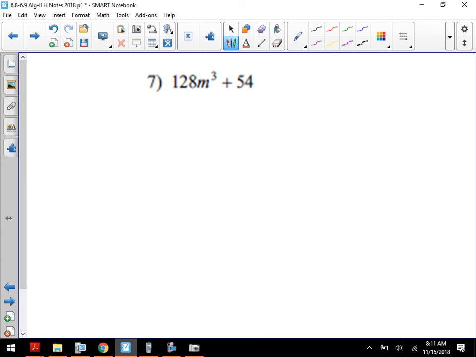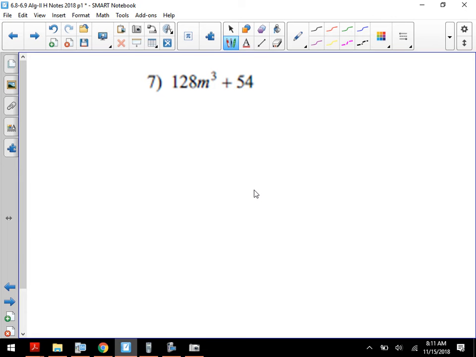Factoring. So this one said factor. Did it say solve for zeros? No. So if it says factor, what do you have to do? Factor. So this one is a sum of cubes.